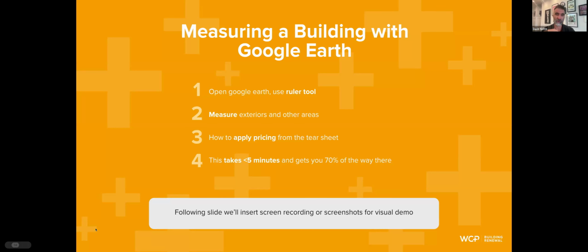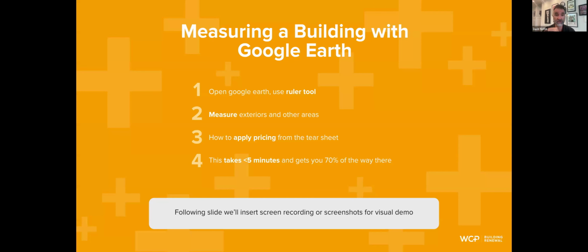So we're going to show you how to open up Google Earth and use the ruler. We're going to show you how to measure exteriors and other areas. We're going to show you how to apply our unit pricing that we just gave you. And you can do this all in 5 to 10 minutes and get pretty close to where you need to be. So let's take a look. Let's launch. This is a recording, so I'm just going to narrate as we go.